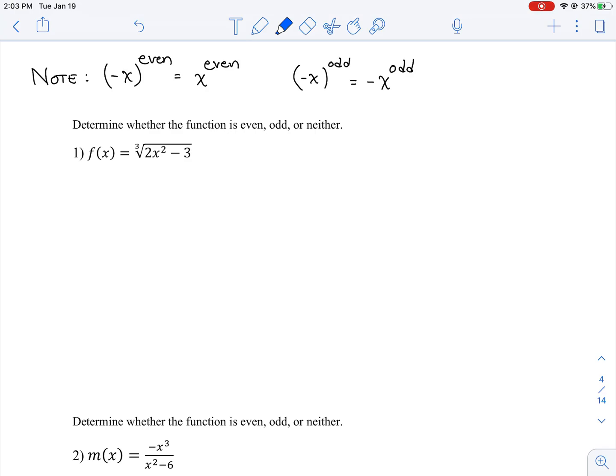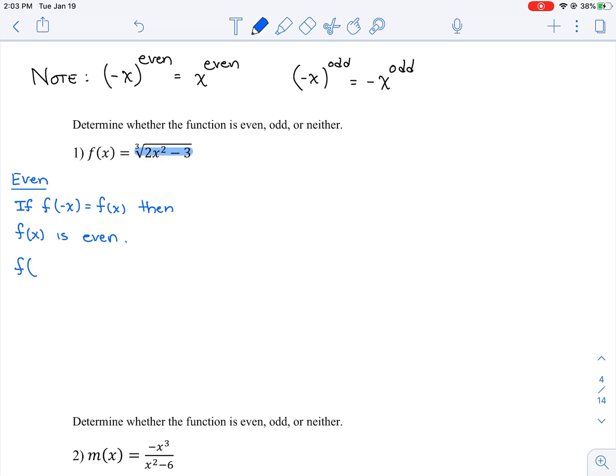Okay, so we want to determine if the function, the cube root of the quantity 2x squared minus 3, is an even function, odd function, or neither. So I'm going to start with even. And we know if f of negative x is equal to f of x, then the function is even.